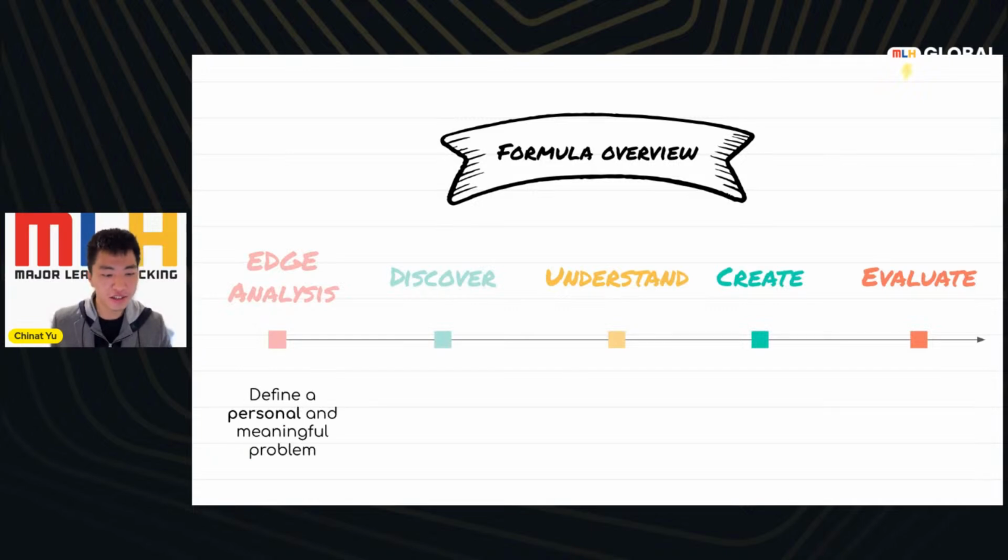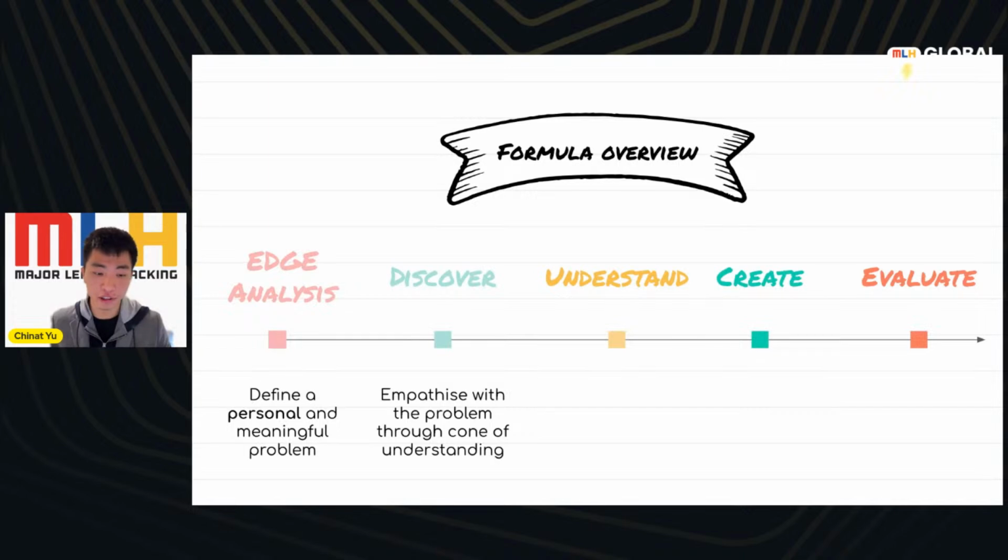With edge analysis, first of all, you want to figure out how you can define a personal and meaningful problem that pertains to you. I think a lot of people go into a hackathon and try to jump onto whatever solution they think is cool, or a project that other people talk about, but they don't figure out why they are even working on this project in the first place, and how they personally identify with the problem. Secondly, you want to empathize with the problem through a cone of understanding.